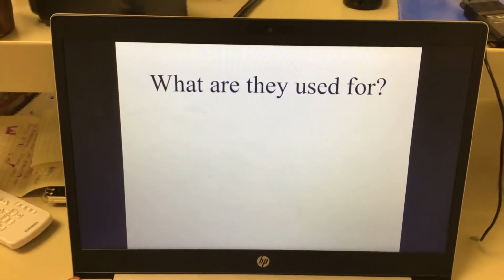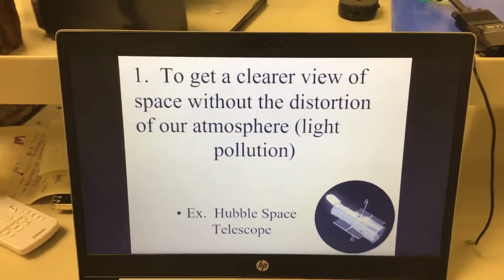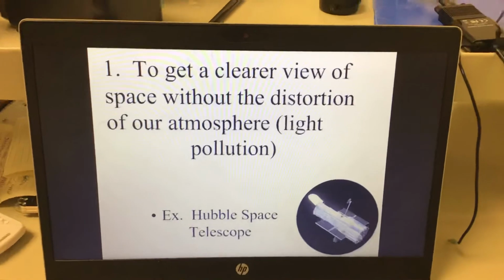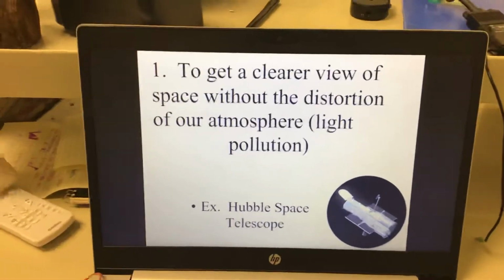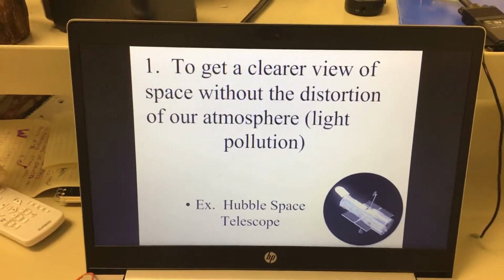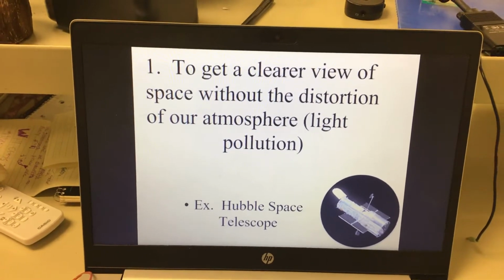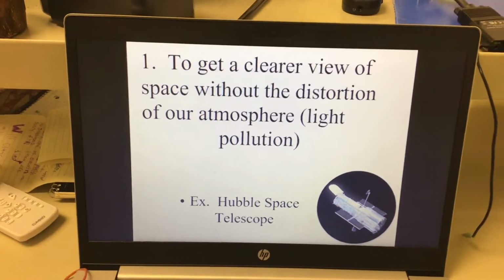What's the purpose of satellites? Write this down. What are satellites used for? To get a clearer picture of space. Okay, the Hubble telescope is a satellite because it's orbiting around the Earth. So to get a clearer picture.